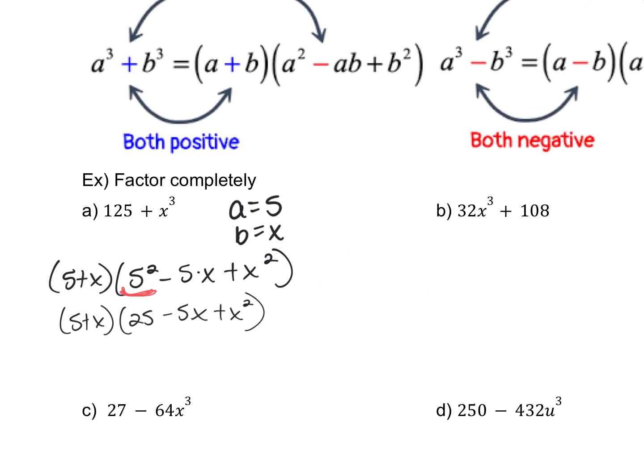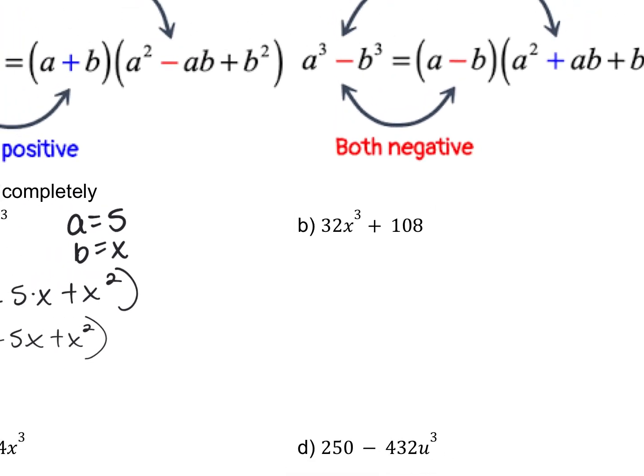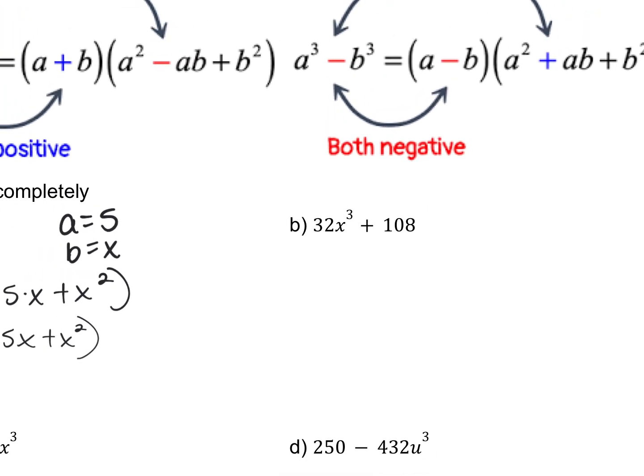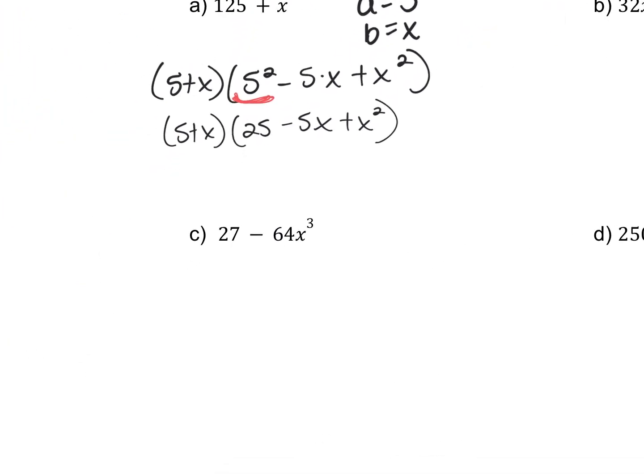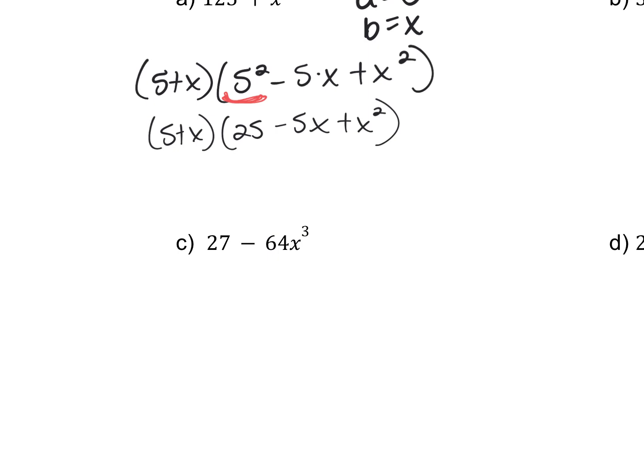Okay, let's do another one. Another addition problem. So actually we're gonna skip B, go to C for the moment. We'll go back to it. This is a subtraction one. Okay, is the first term a perfect cube? Yes. Is the second term a perfect cube? Also yes. The cube root of 64.